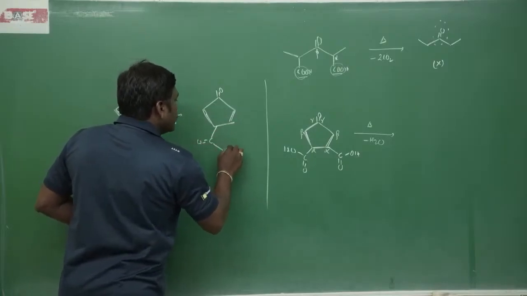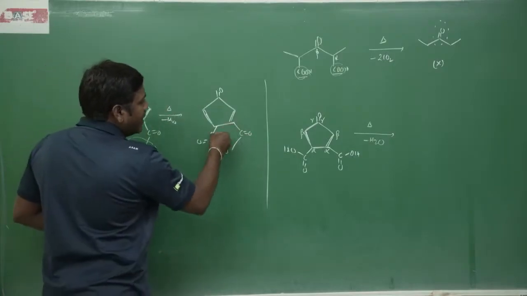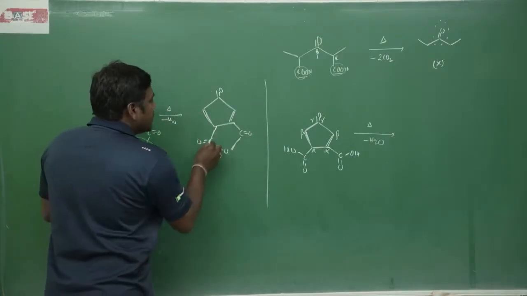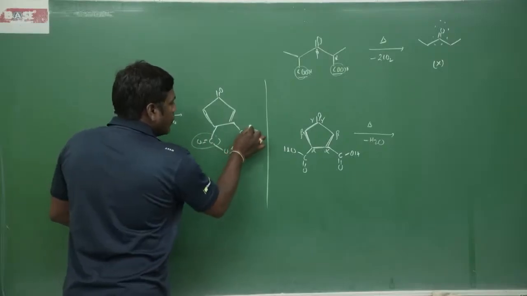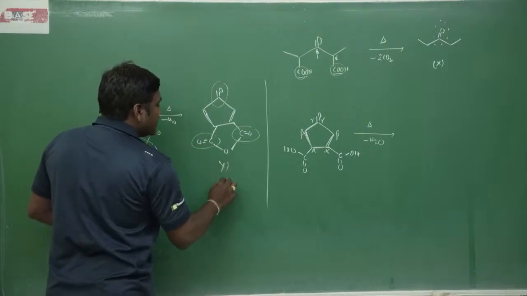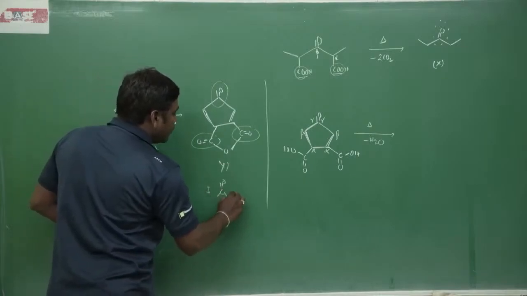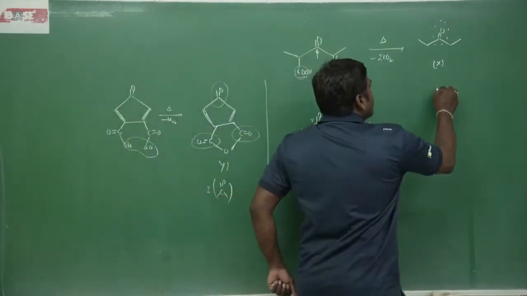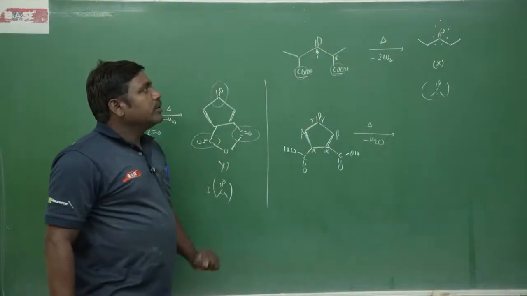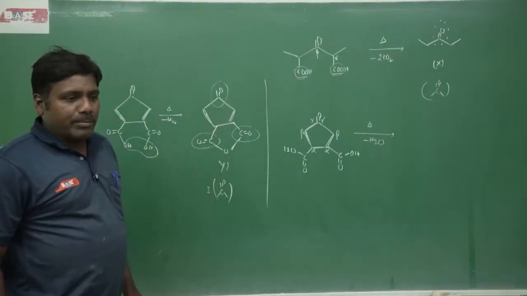You will get the compound with C double bond O, and an anhydride is formed. This is the anhydride, a 5-membered ring. Here one C double bond O group, one C double bond O, and here one C double bond O. In this compound Y, there are 3 carbonyl groups, and in the other compound there is one C double bond O group. So in total, 4 C double bond O groups are present in compounds X and Y.